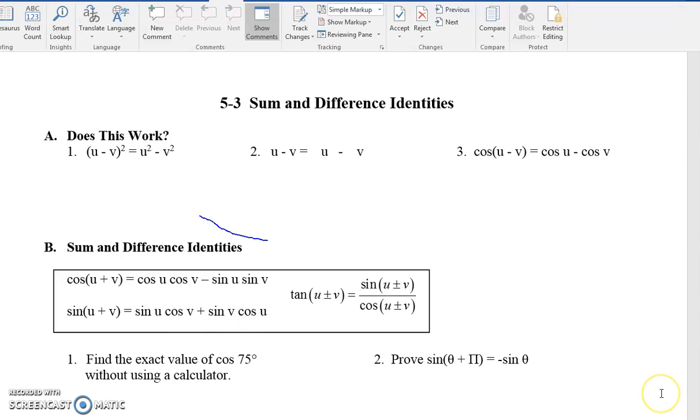Oops, that was an accident. Let's see if I can erase it.